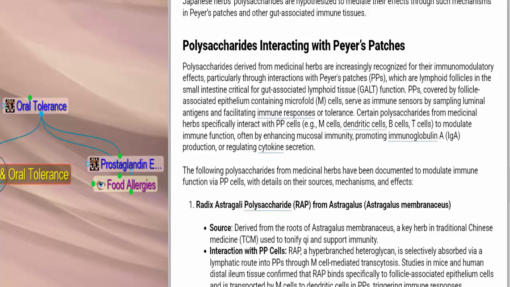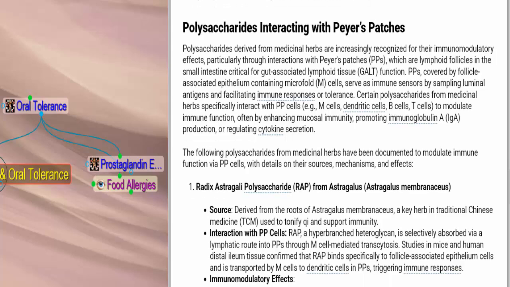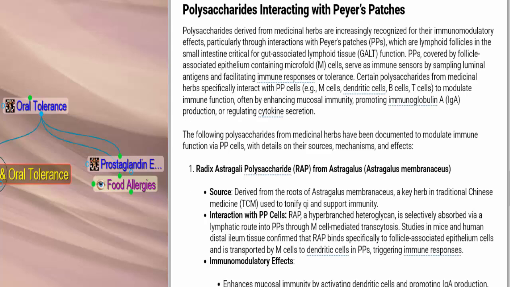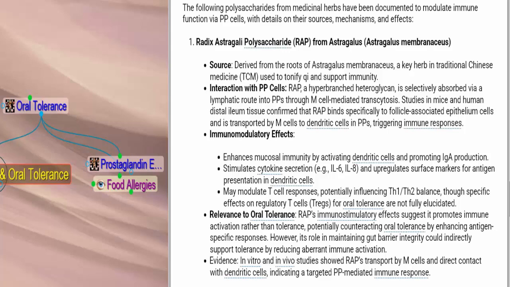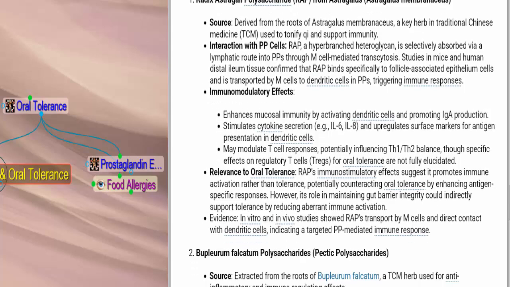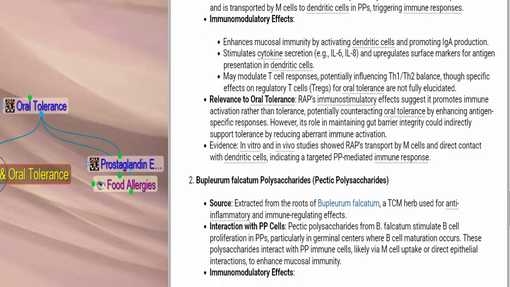Polysaccharides derived from medicinal herbs are increasingly recognized for their immunomodulatory effects, particularly through interactions with Peyer's patches. Certain polysaccharides interact with M cells, dendritic cells, B cells, and T cells in Peyer's patches to modulate immune function, often by enhancing mucosal immunity and promoting immunoglobulin A production and/or regulating cytokine secretion. An astragalus polysaccharide is described here, how it works, and its relevance to oral tolerance.